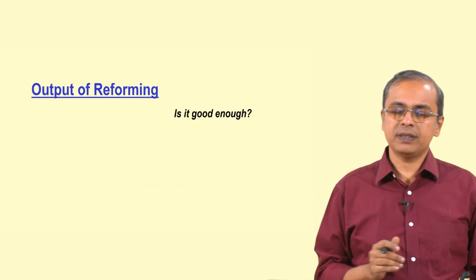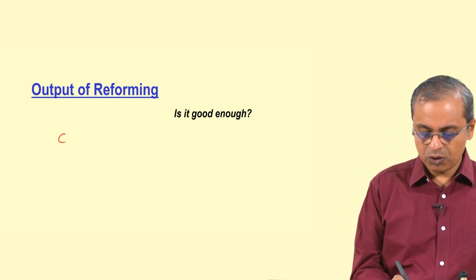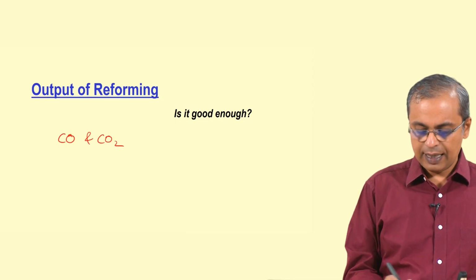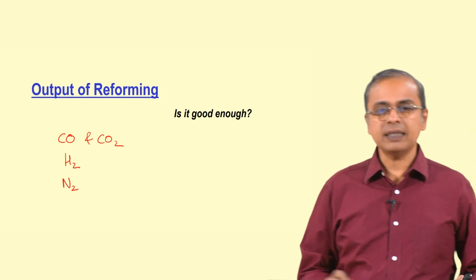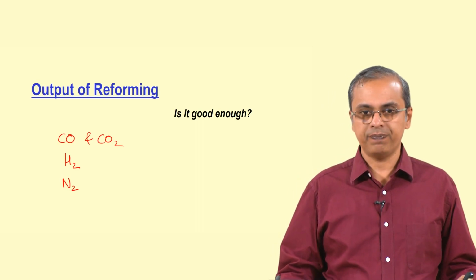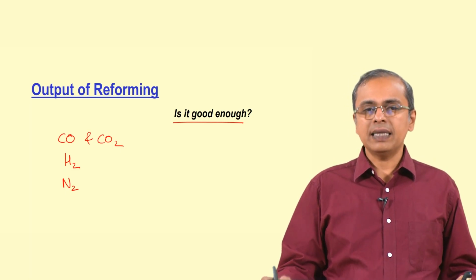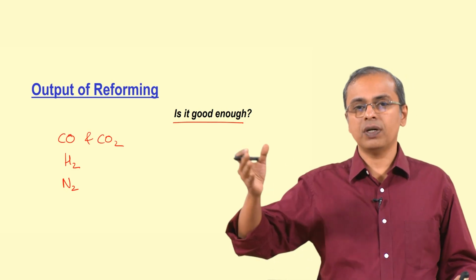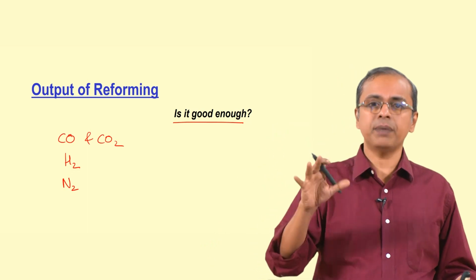So, what is the output of this reforming process? As I said, you have typically carbon based oxide, so let us just say CO and CO2 and you have hydrogen and you have nitrogen. Largely this is what you are looking at as the output from the reformer. Now, the question is, is it good enough? The answer really depends on what fuel cell this output is going to.